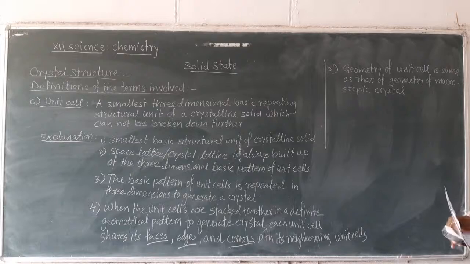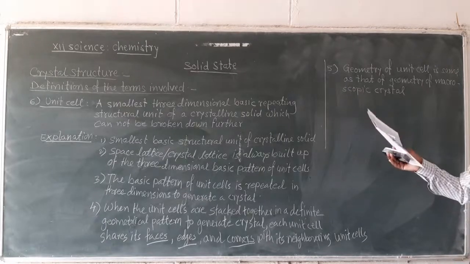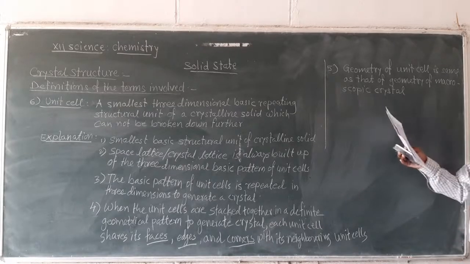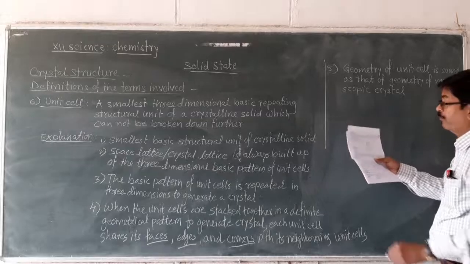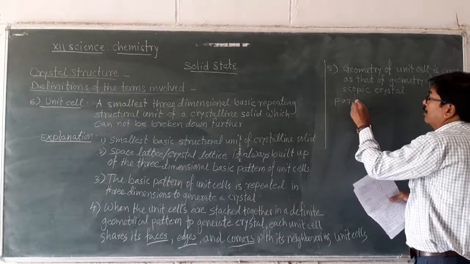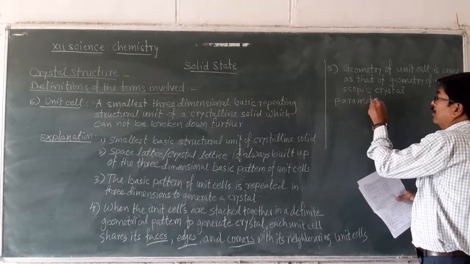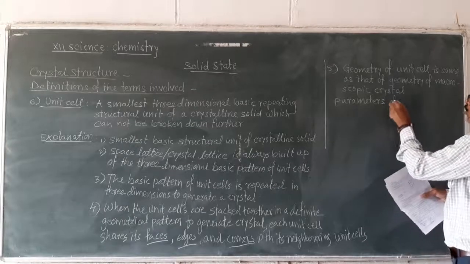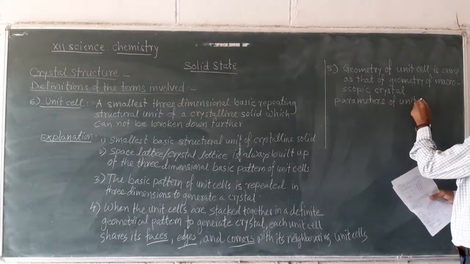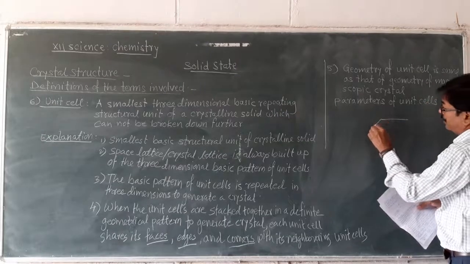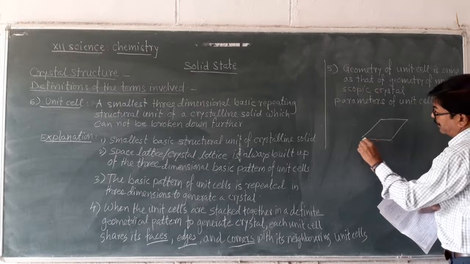Geometry of crystal depends upon geometry of unit cell. Geometry of crystal is always the same as that of the basic unit cell in the crystal. These parameters of unit cells can be explained like this.